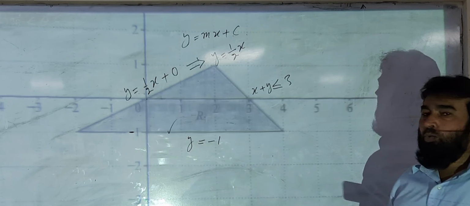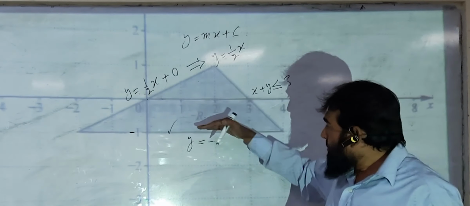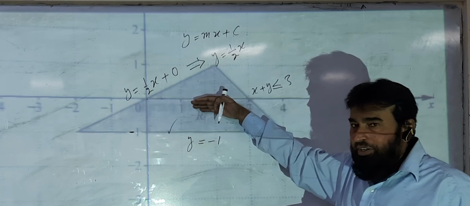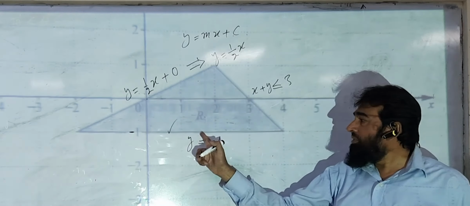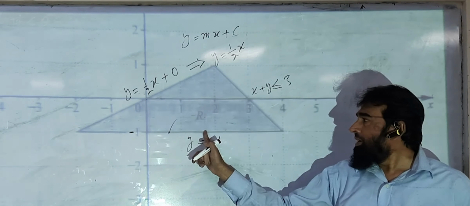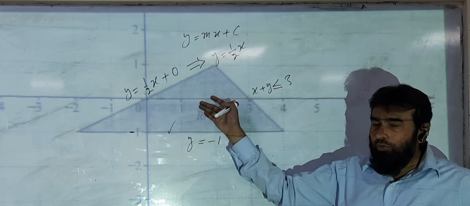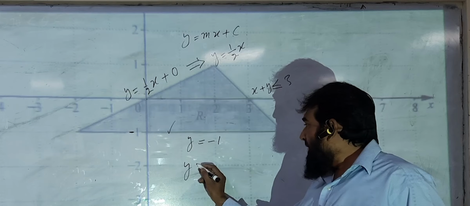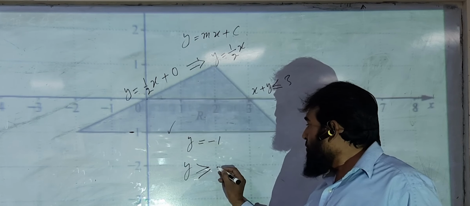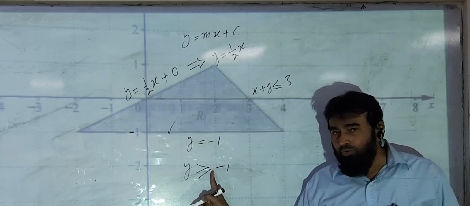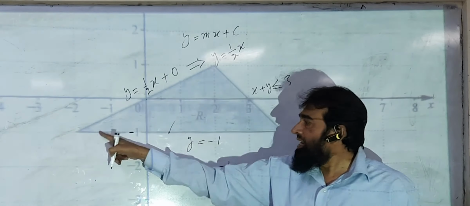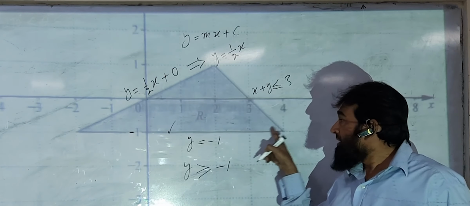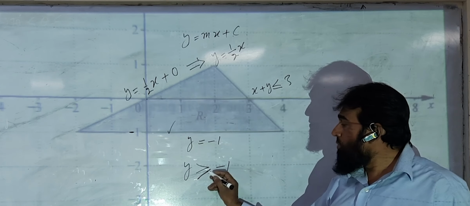Now as far as the inequality is concerned, here you can see that the upper area of this line is shaded. You will have to see which area of this line is shaded. The upper area of this line is shaded. So you will have to write down its inequality: y is greater than or equal to minus 1. Why am I using this equal to sign? Because this line is not a dotted line. This is a continuous line. This is not a broken line. This is a continuous line. That is why I am using equal to.